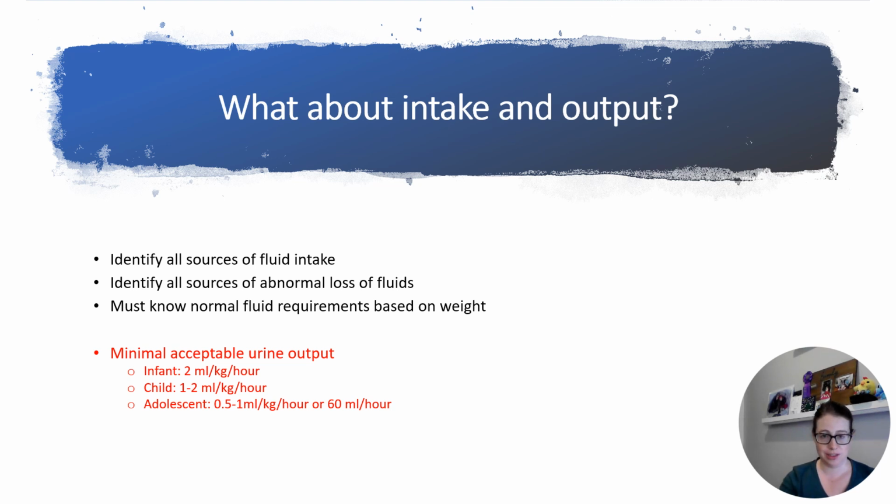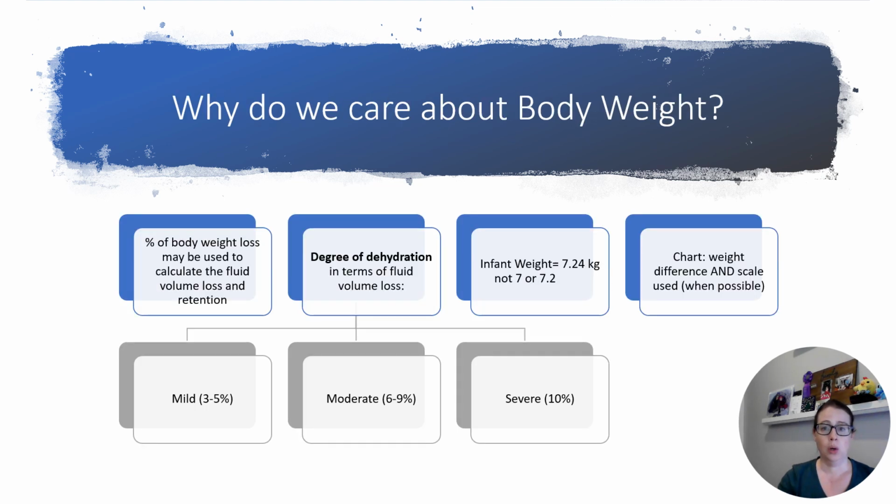Fortunately, the EMR does this for you, but it thinks about your IV intake, your enteral intake, your PO intake, and then all sources of output, including if you have an NG to suction or any drains or any emesis. One of the most important determinants of the extent of dehydration is body weight. It's what we often use.